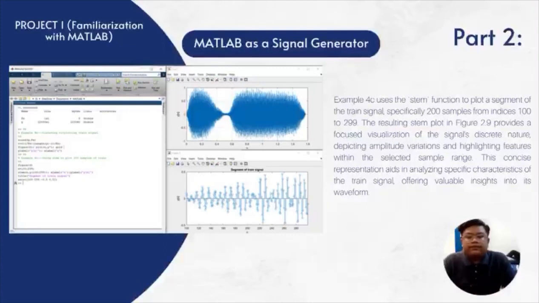For example, the result shows an example of a recorded signal, that is the sound of a train. To plot signals, MATLAB provides plot and stem functions. To plot 200 samples of the train signal with stem, use the following script. MATLAB can get samples 100 to 299 of the signal.